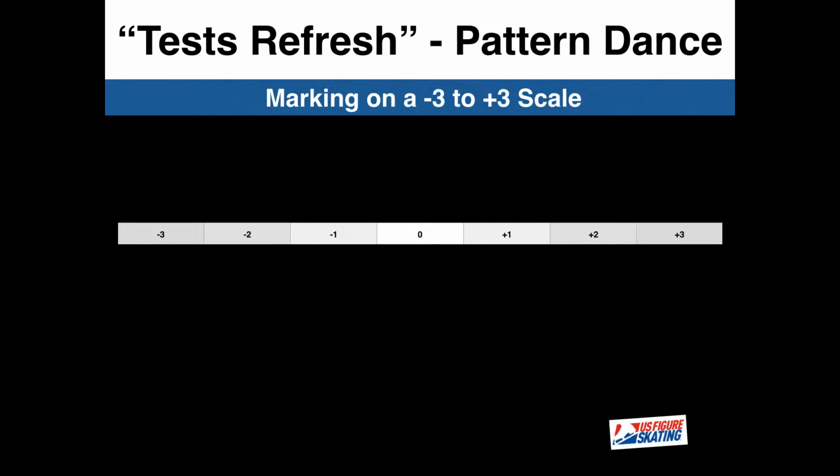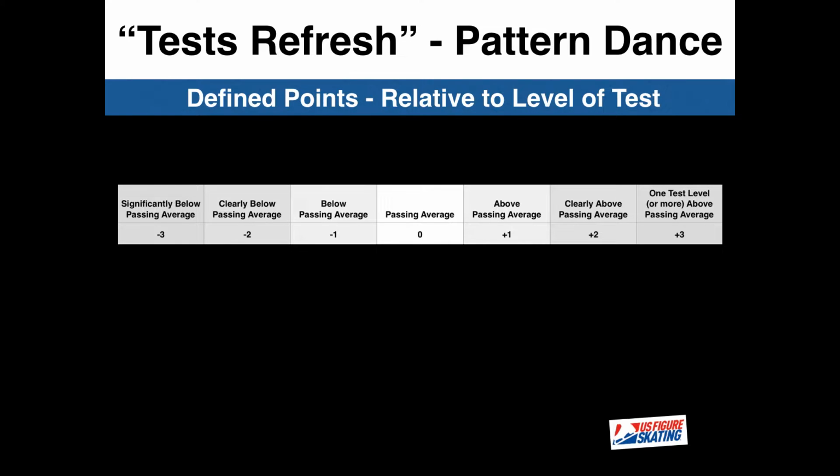So here's our new scale that we're going to use. Instead of the 6.0 scale, we're going to use 0 up to +3 and -3. But what we need to do is define points and understand what each of those levels mean. So we've created the passing average, which is 0. If a test is above average, that would be a +1. If it's clearly above, that would be a +2, and maybe even above that, considering that might be more than one test higher, that would be a +3. Also, conversely, a test that's below passing would be a -1, clearly below a -2, and significantly below a -3.